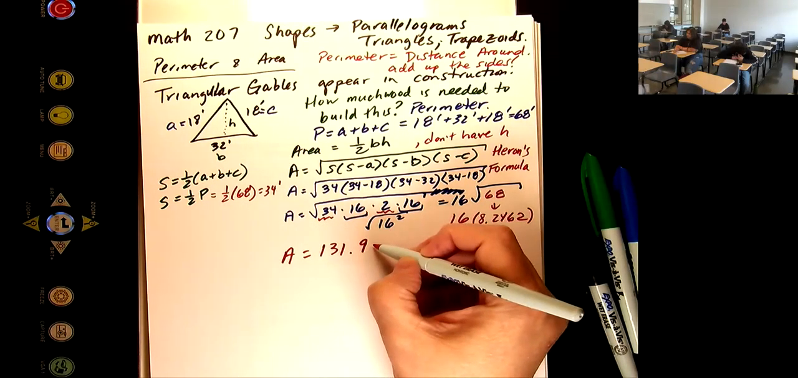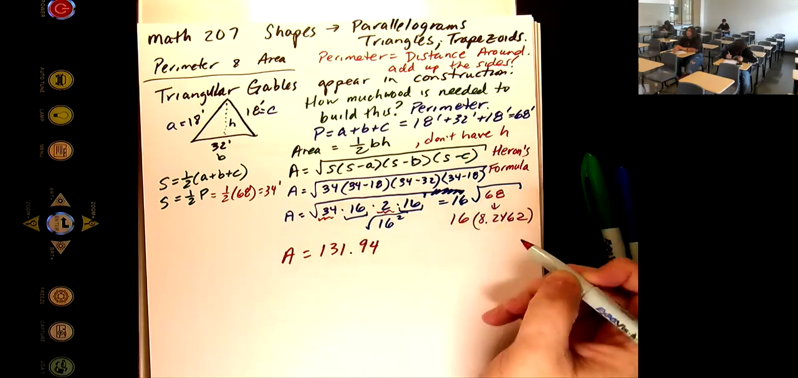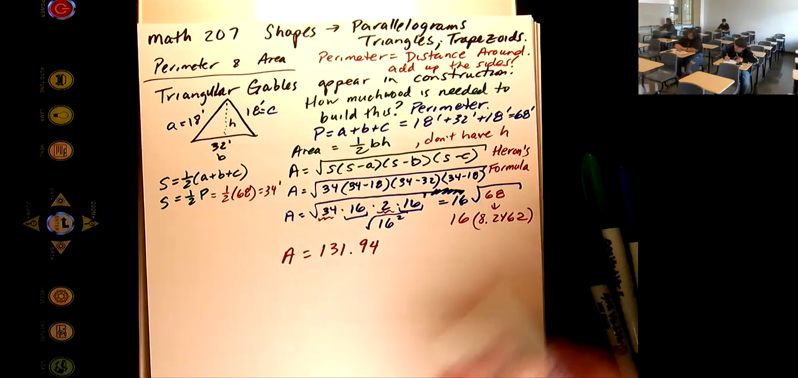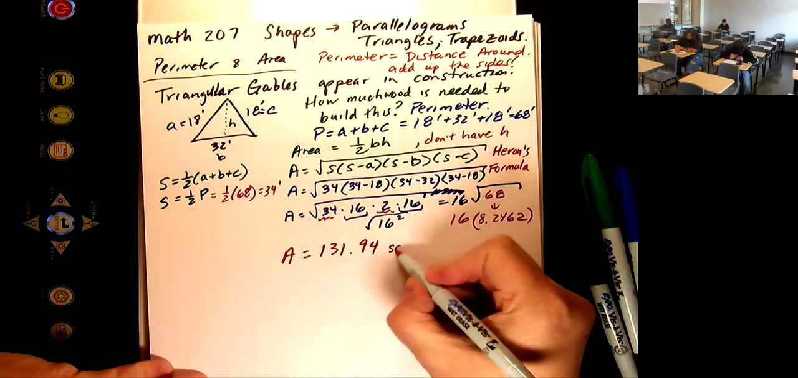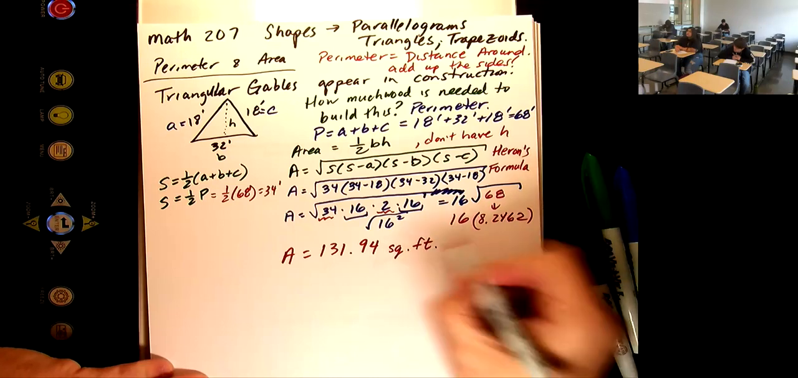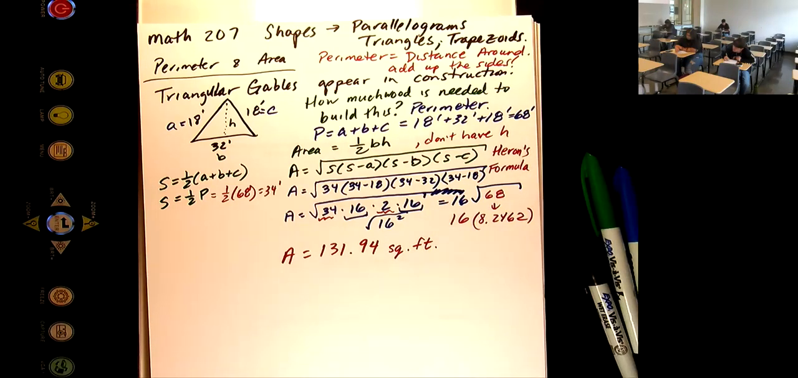$131.9, we'll say 94. And since the units were in feet, this has got to be square feet because area doesn't have a single dimension.